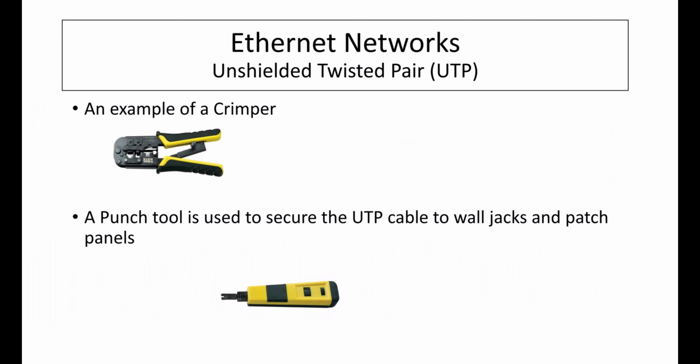Here are 2 devices that you'll need to know about in your networking career. One is a crimper. This is used to terminate a patch cable. Put the modular 8 jack on that patch cable, and that will be plugged into a device like a PC or a wall jack. And a punch tool, we use these to secure our UTP cable to wall jacks and patch panels.